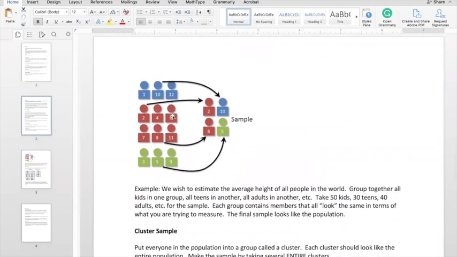So here we've got our population separated out. I've got the blues, the reds, the greens. These are my different strata. And then for my sample, I took one of the blues, two of the reds because they're a bigger group, and one of the greens. Now this is my sample, and it's a mixture. It looks like the whole population.